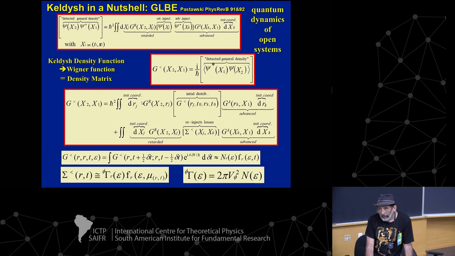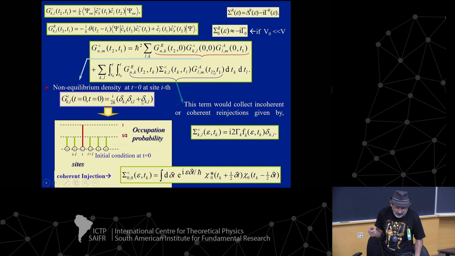But you can go beyond. We did it sometimes, beyond the Markovian approximation. In general, if you keep these self-energies with a dependence on energy, then you give memory to the interaction with the environment. But it will complicate things a bit. It depends on what you want to solve. You could do Markovian or non-Markovian. So I'm not going to stress this much, but this is the way that we essentially do the calculations.